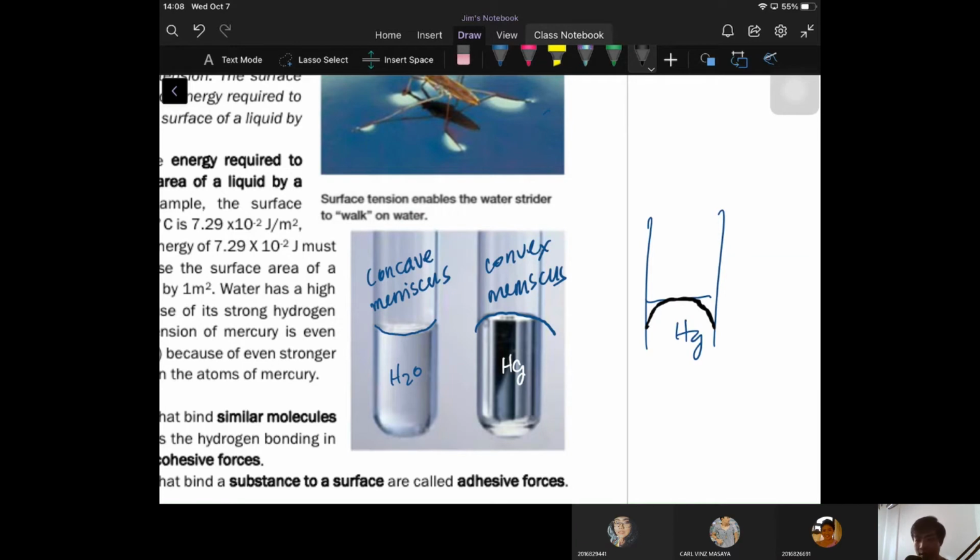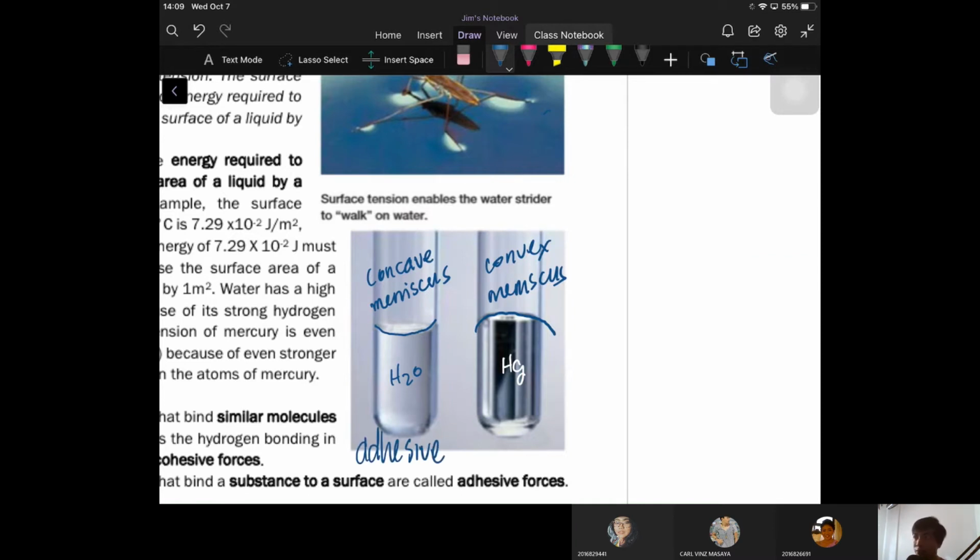Okay, so yun lang yung idea. So, why we have meniscus? Dahil yun sa surface tension, no? So, ang tawag sa ginagawa ni water kapag dumidikit siya sa glass, we call that the adhesive forces, no?